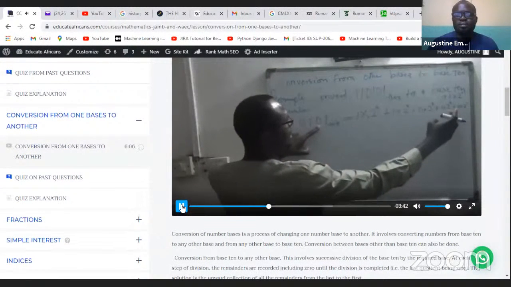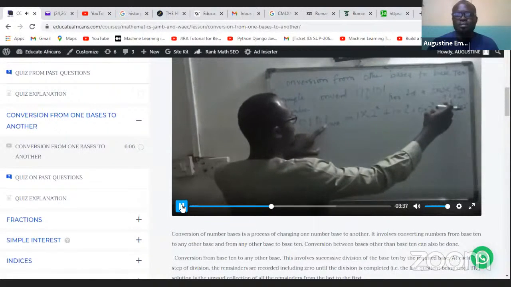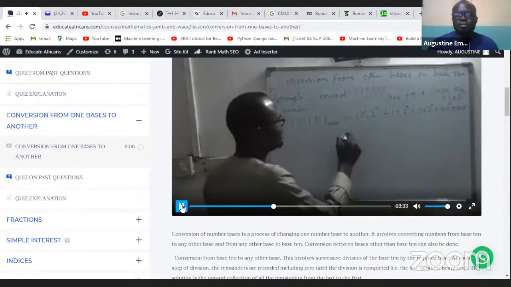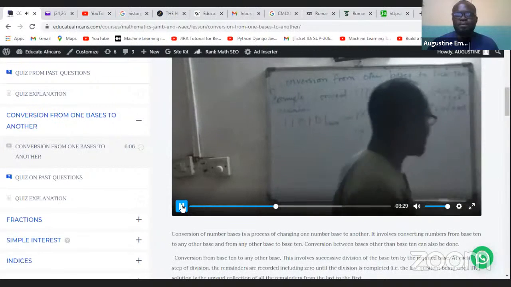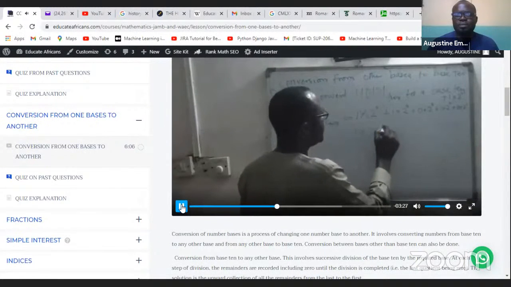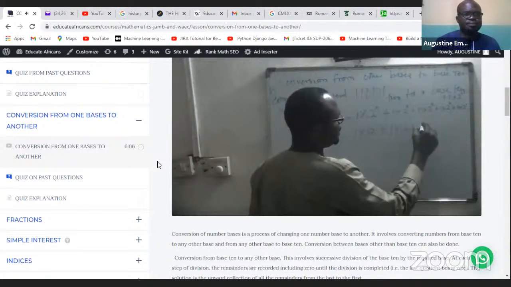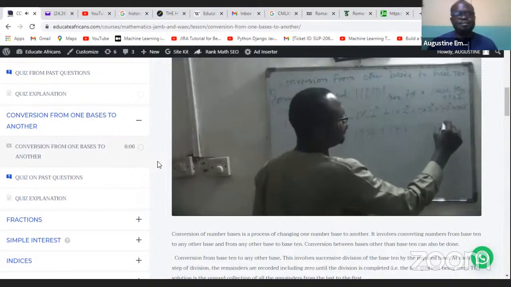Plus the fifth number, 0, times the base 2, to the power 1. Plus the sixth number, 1, times 2, to the power 0. So we now simplify. 1 times 2 to the power 5 is what? 2 to the power 5 is 32. Plus 1 times 2 to the power 4 is what? 16. Plus 0 times 2 to the power 3 is what? 0. Plus 1 times 2 to the power 2.